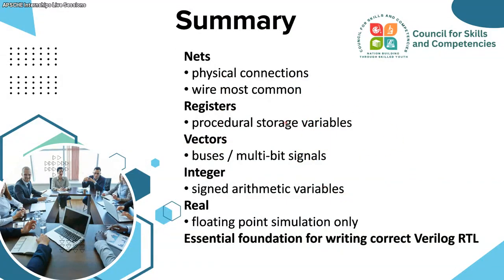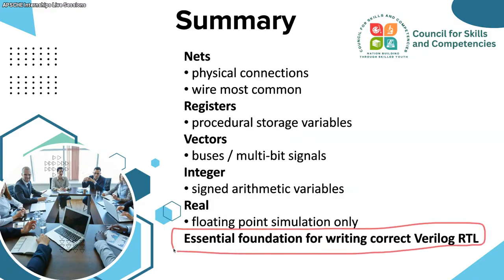Okay, so in summary, if we want to use net, go for physical connection and wire most connection. For register, procedural storage variables. Vectors use buses and multi-bit. If you have buses and multi-bit signals, go for vectors. Integers, signed arithmetic variables. Floating point for simulation only. Okay, so these all are essential foundation for writing a correct RTL code.